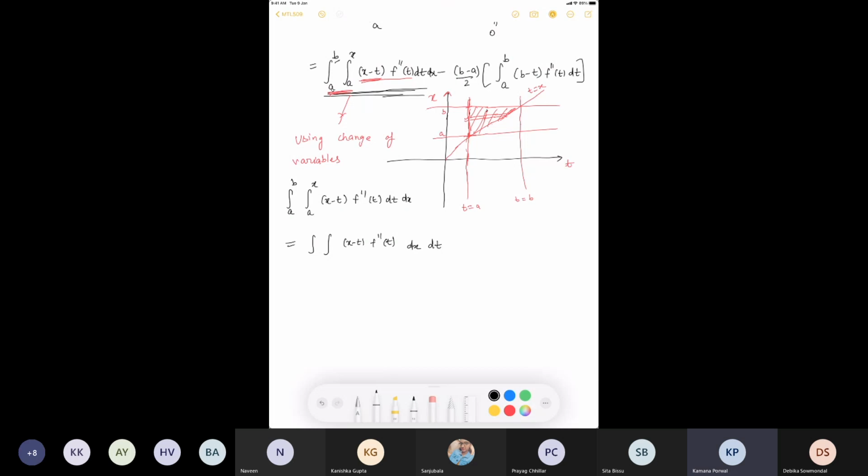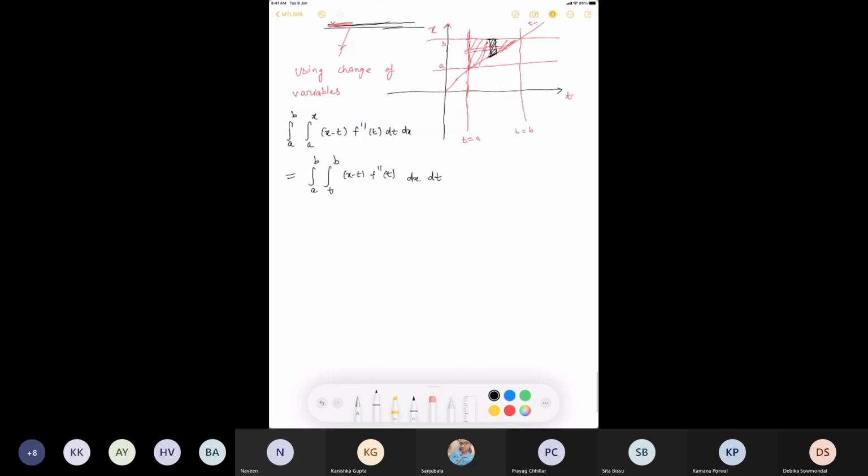So this is my region of integration. If I check the limits of the x, I have to take a strip which is parallel to the x-axis, right? So this is varying from x is equal to t to x is equal to b, and then the t is going to vary from a to b. Okay. So now I can very well integrate with respect to x, because x is arising only in this term. So this is going to be integral a to b. I can keep f double prime t outside of this integral.